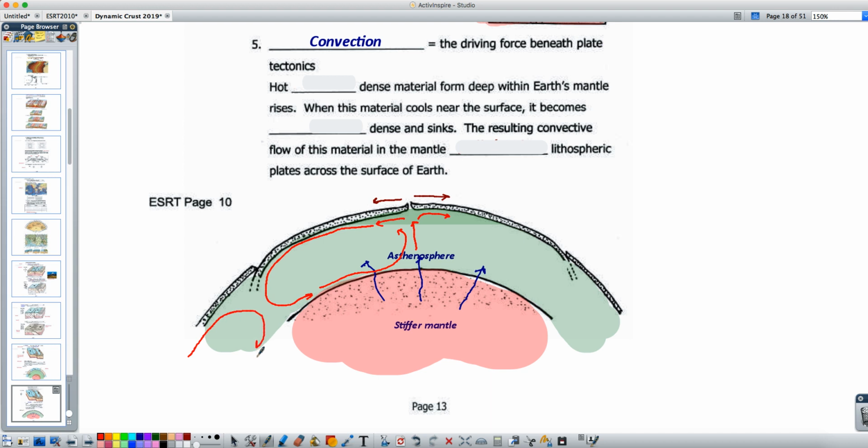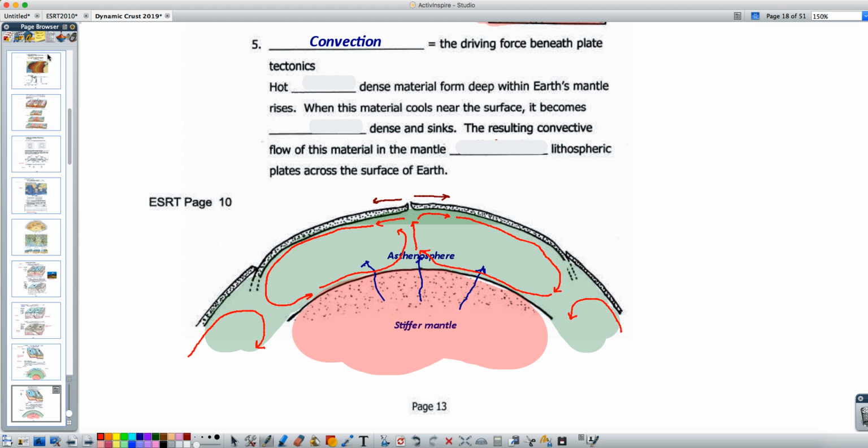Down it goes. And this material continues to move in the direction it was moving, loses a little heat, becomes more dense, and sinks. And then continues back and forms that convection circulation that we're familiar with. And again, we have to assume there's a different convection cell over here, like that.